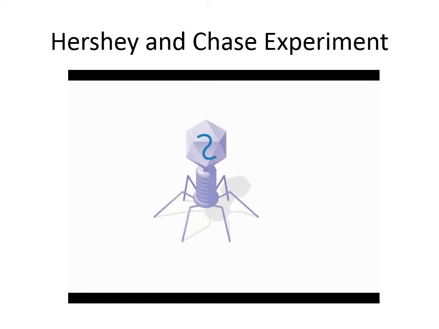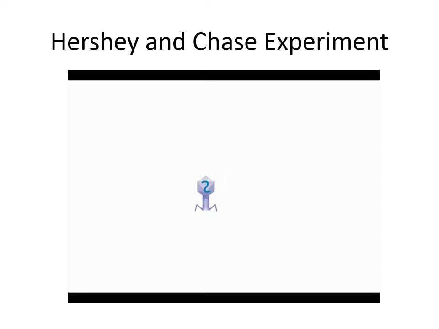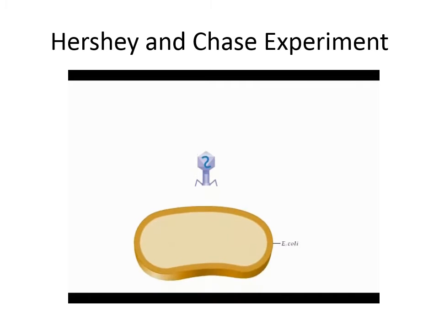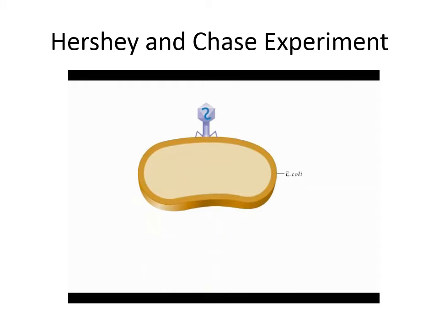When T2 comes in contact with E. coli, the phage attaches to the bacterium by its tail. Next, the phage injects genetic material into the cell. The genetic material directs bacterial enzymes to produce viral offspring.